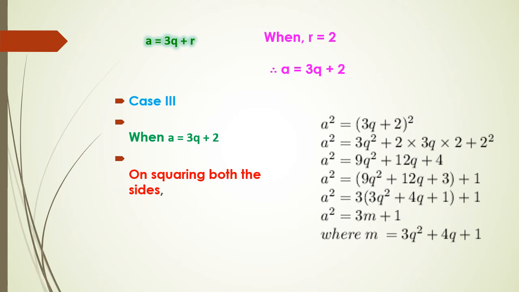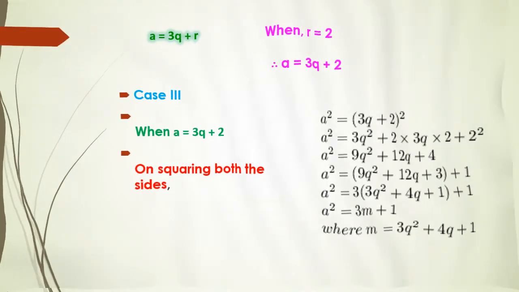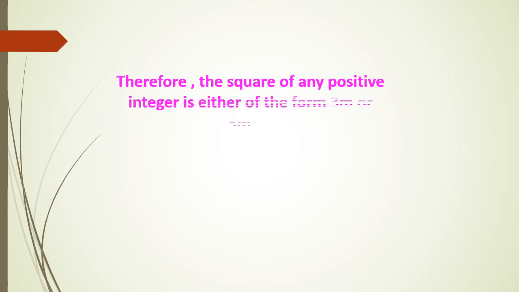A squared is equal to 3 into m. What is m? The stuff inside the bracket. And plus 1, you got whatever was the requirement of the question, 3m plus 1. So m is equal to 3q squared plus 4q plus 1. Therefore, the square of any positive integer is either of the form 3m or 3m plus 1. This is the last step which you have to write.